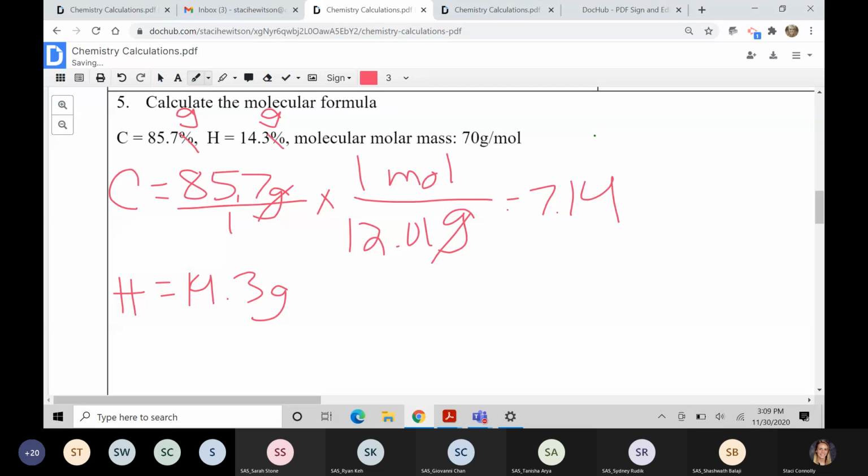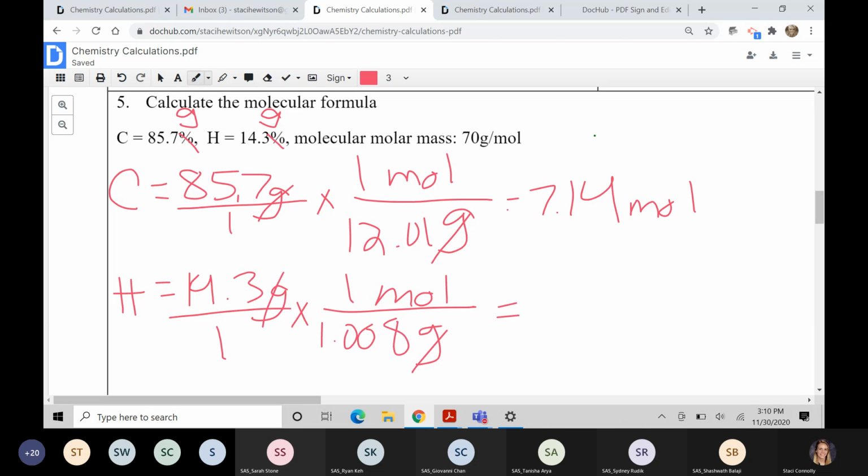Okay, and now let's do the same thing with our hydrogen. So we're going to put 1 mole on top because we're taking our grams and turning them into moles. The molar mass of hydrogen is 1.008. So we're going to divide those two.